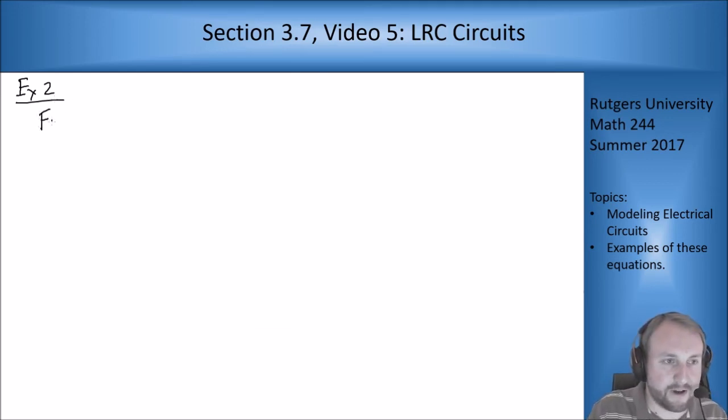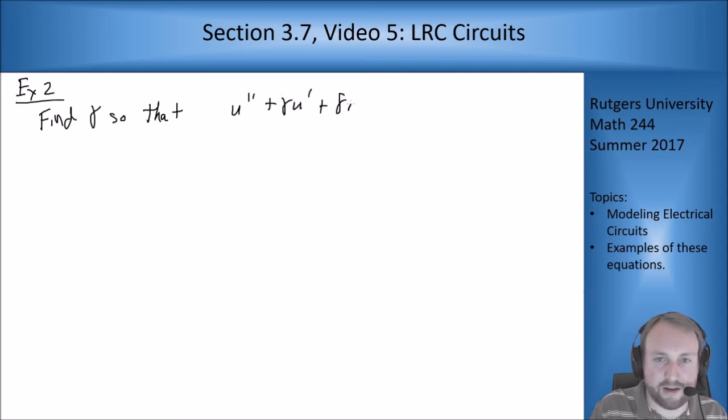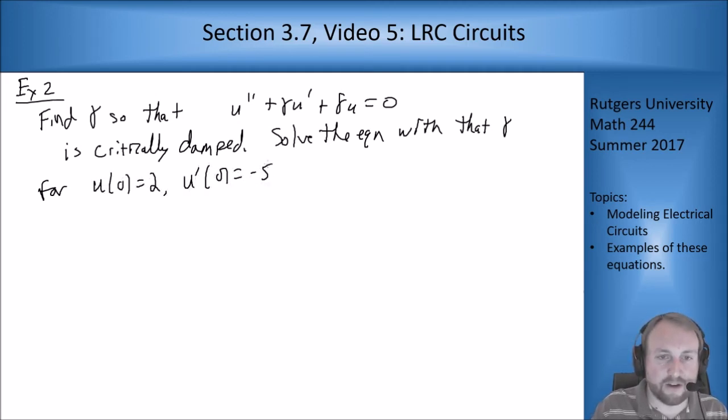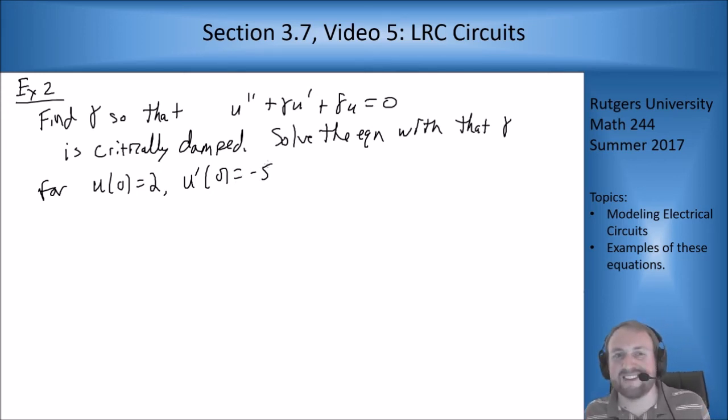In this case, I want you to find the gamma so that this ODE, u double prime plus gamma u prime plus 8u equals 0, is critically damped. Solve the equation with that gamma for u of 0 equals 2, u prime of 0 equals minus 5. So in that case, I've cut the word problem stuff out of it. I've just written the problem directly as it is. But this could be phrased in terms of a word problem, and you'd have to be able to interpret it in this form to be able to solve it from there.